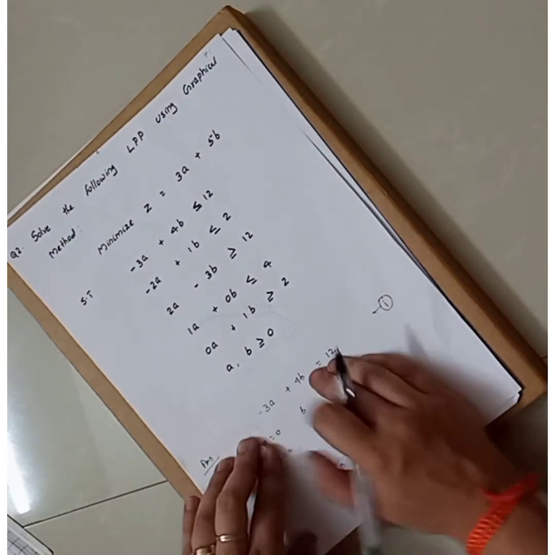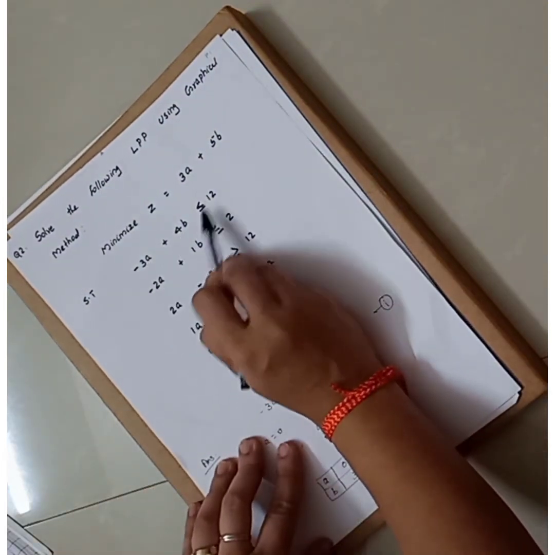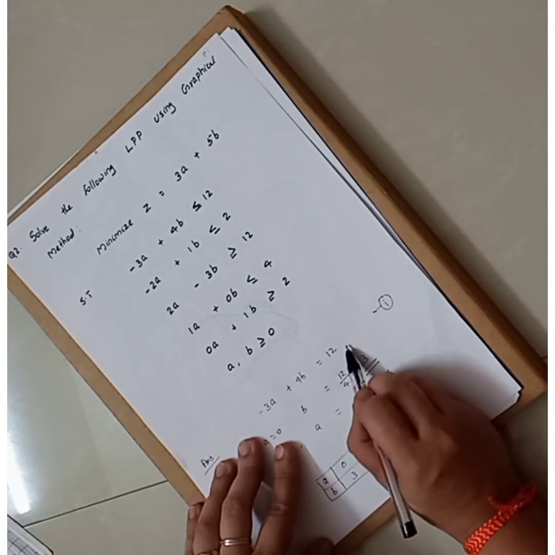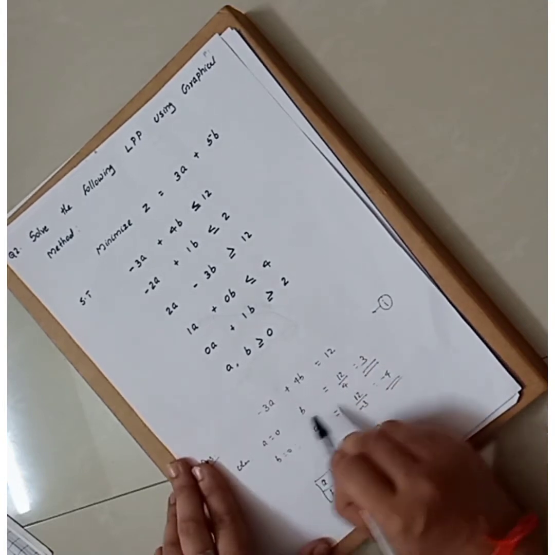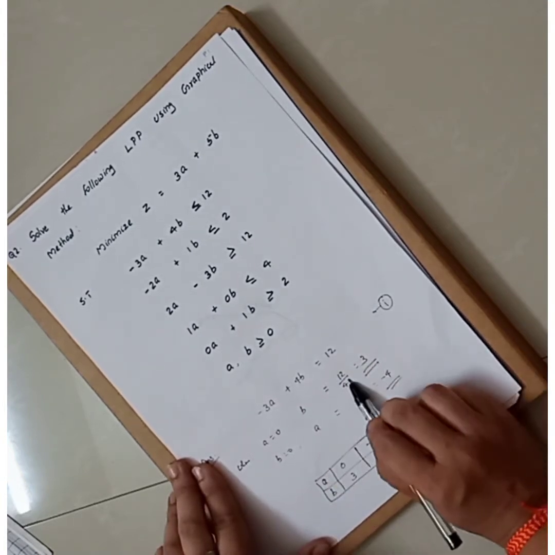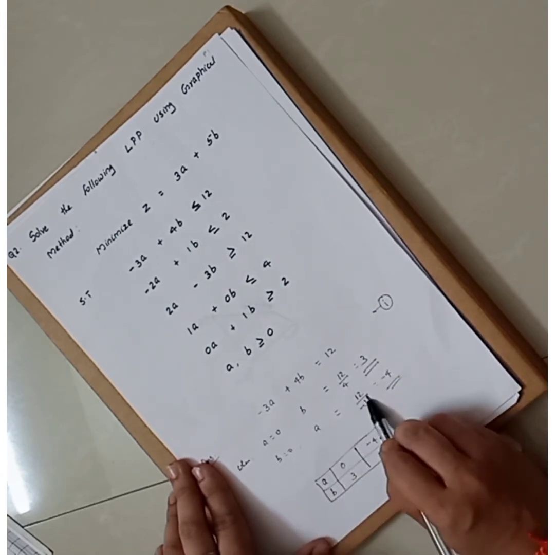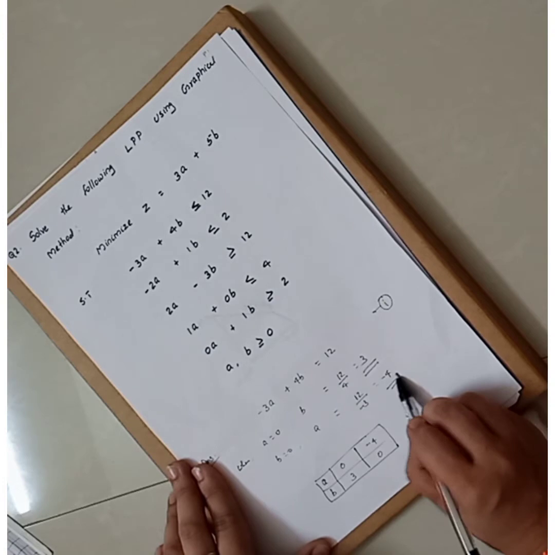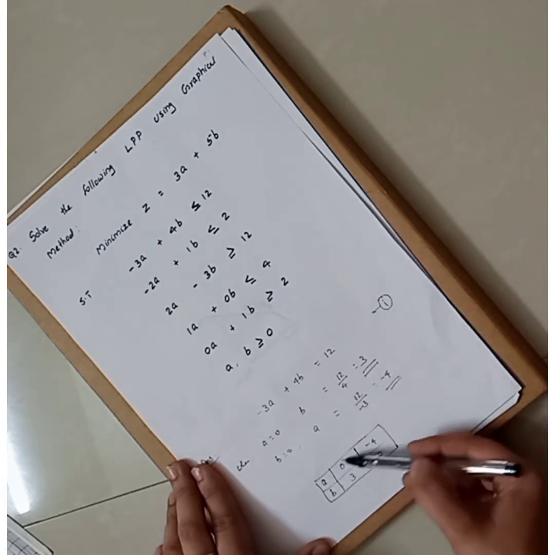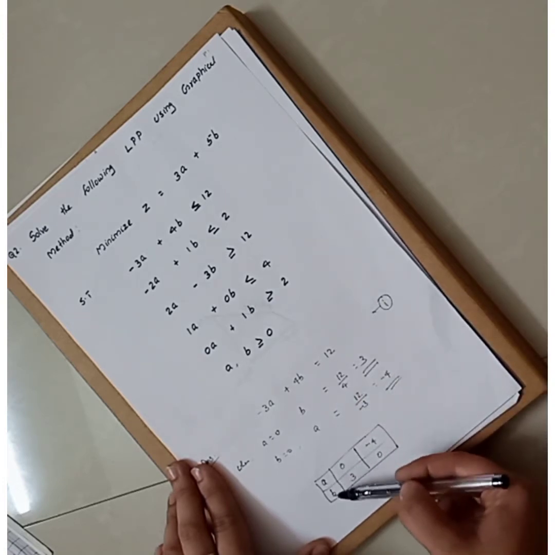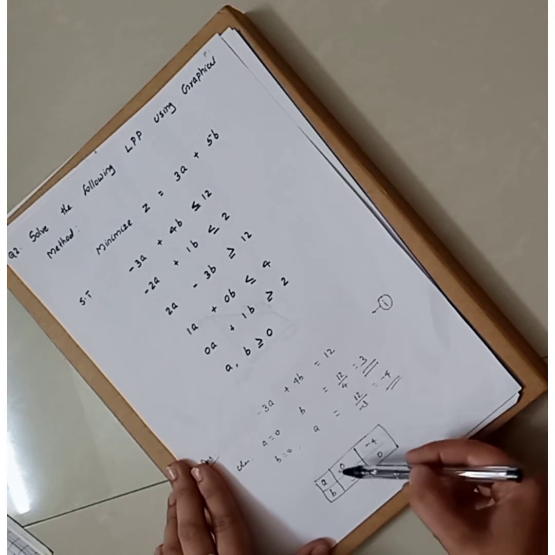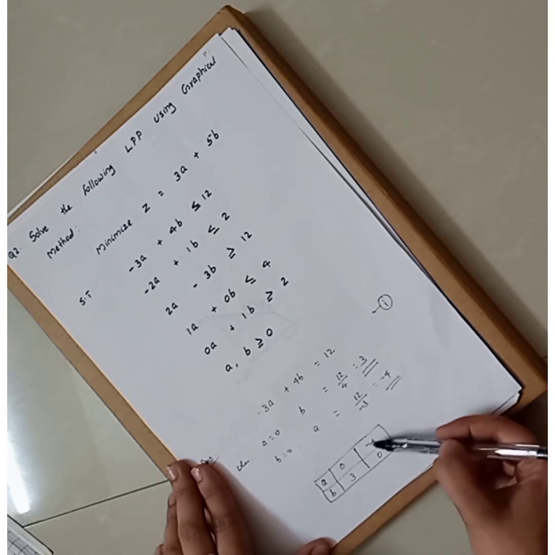Now I consider the first constraint, that is minus 3a plus 4b less than or equal to 12. I equate it to 12. Put a is equal to 0, you will get the value of b: b is equal to 12 divided by 4, that is 3. When you put b is equal to 0, you get a is equal to 12 divided by minus 3, that is minus 4. So you have 2 points: when a is 0, b is 3, and when b is 0, a is minus 4. So the 2 points are (0, 3) and (minus 4, 0).